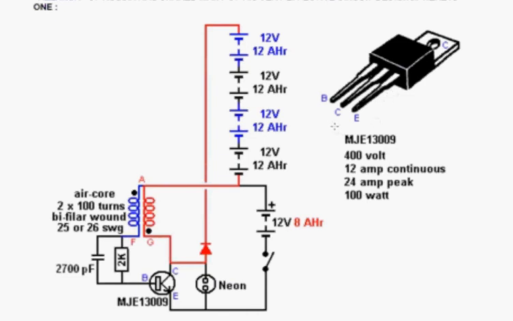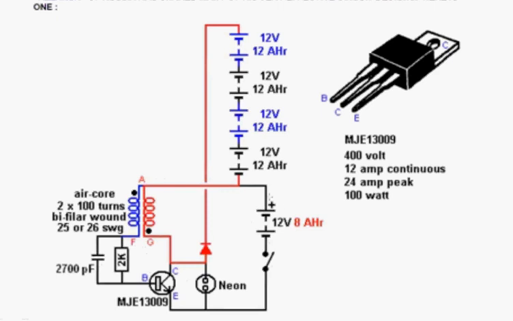Some countries sell it under the name of T13009, but an extremely powerful and effective device. So what happens is the circuit operates very simply. The transistor has got an open circuit effectively between the collector and the emitter if no current is being fed through the base. So effectively, there's no current fed anywhere in the circuit.